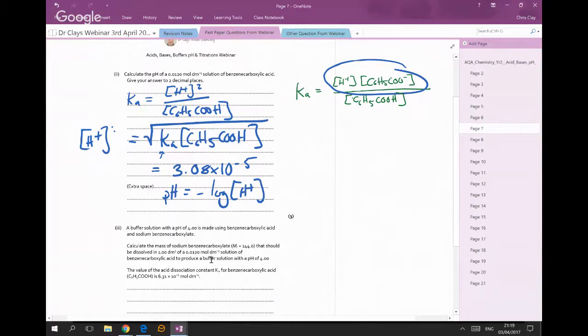Pop that into your calculator. Remember, again, we're only down to two decimal places, and hopefully you should end up with three marks, 2 dp, no units, 4.51.